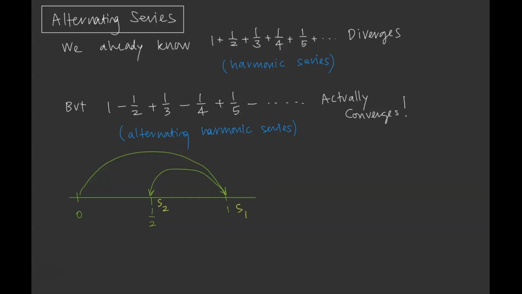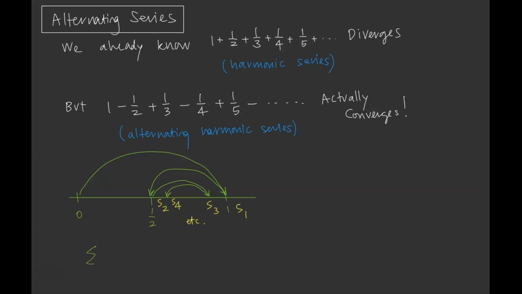And then S sub 3 is going to add a third. So we're going right here. Not S sub 4, S sub 3. And then S sub 4, I'm sorry, the A sub 4 is this negative 1/4, so we're going to take this sum and take away 1/4. And we just keep going like this, back and forth. And it is actually going to converge to the number natural log of 2.